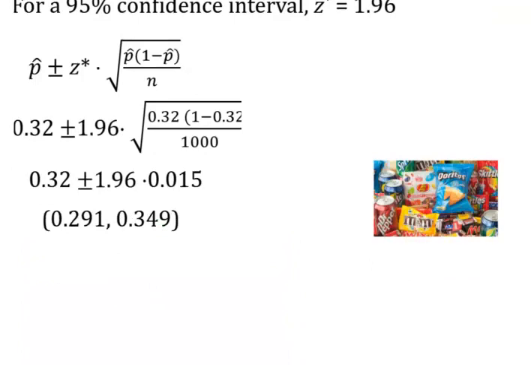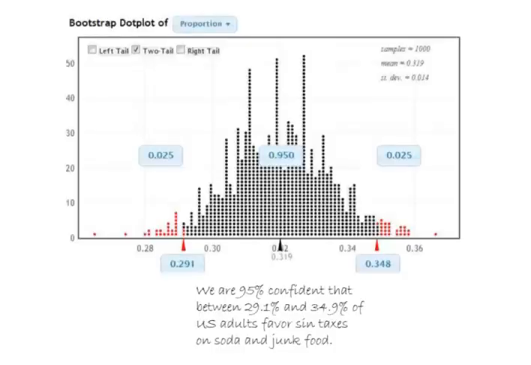Now, an interval is a number from a minimum to a maximum. So this number right here is your minimum, and the next number is your maximum. Make sure that you put the smaller number first. All right, now we need to make sense. What do these numbers actually mean?